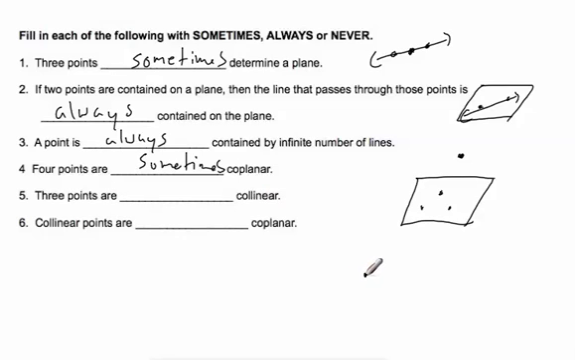And then 3 points are blank collinear. Again, if I have any 2 points, I can draw a line through them. They are always collinear. But if I add that third point to talk about, now I can't draw a single line and capture all 3. I could draw 3 points in a row and have them be collinear, but I could have a third point not collinear. So again, this is a sometimes. And collinear points are coplanar. If points are on the same line, then I could definitely contain them in a single plane. In fact, multiple planes. So this one is always.